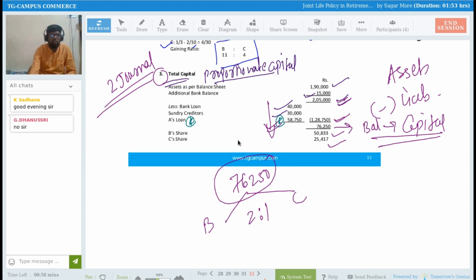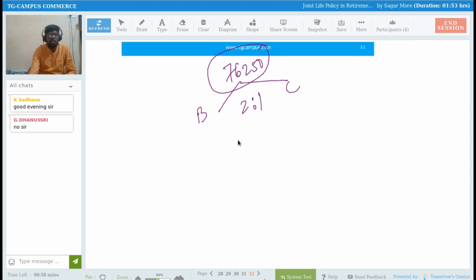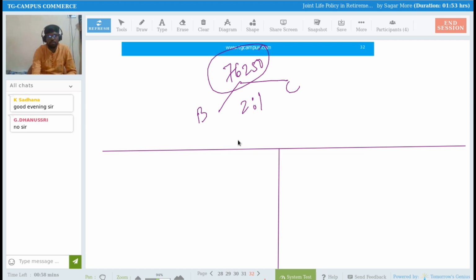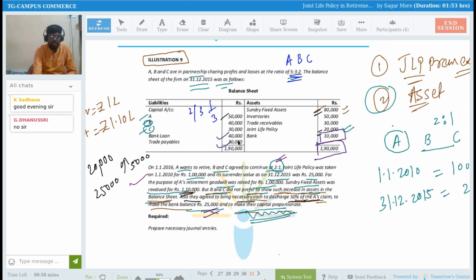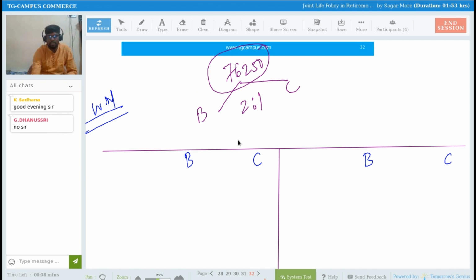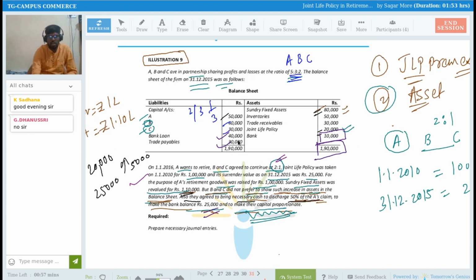So once I know the closing capital of A and B, I will be preparing the capital account for your better understanding. I am preparing the capital account for partners B and C as a part of the working note, for B here and for C here. First of all, their opening balances of 40,000 and 30,000.